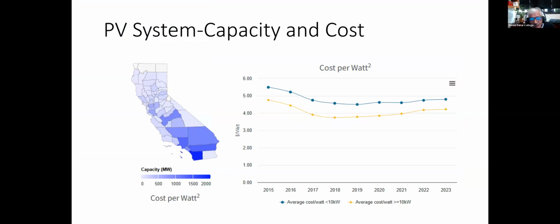So I already talked about this. The only thing I want to talk about here is the capacity. If you look at California, I have a picture of California in terms of capacity to generate electricity, in megawatts. You can see that on the left, and then on the right, the figure in terms of the cost per watt of the system, which is somewhere between $4 to $5 per watt.